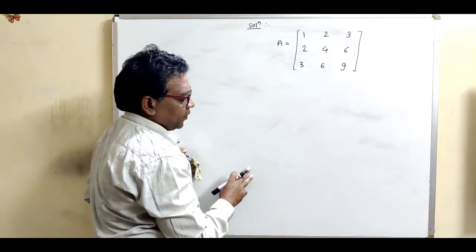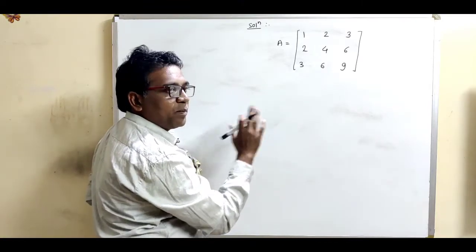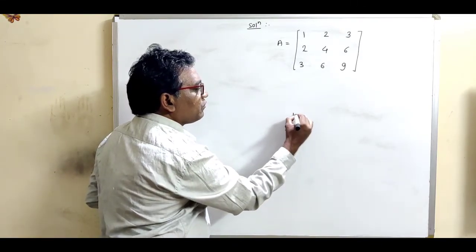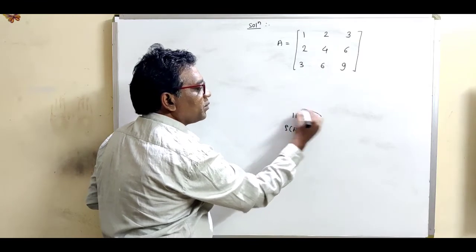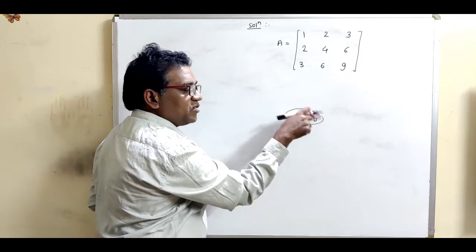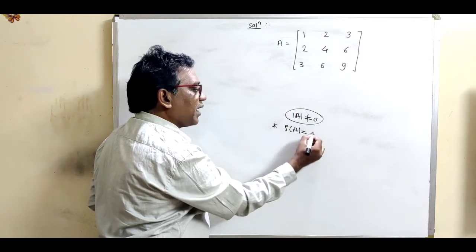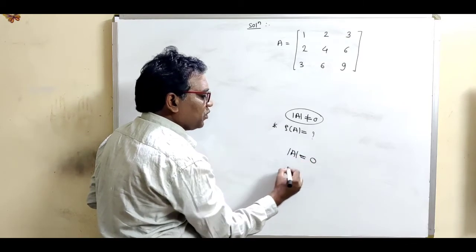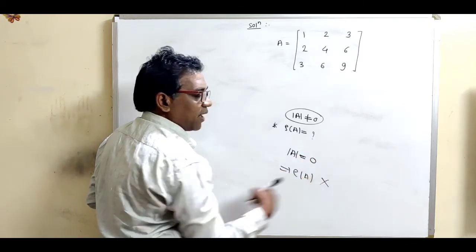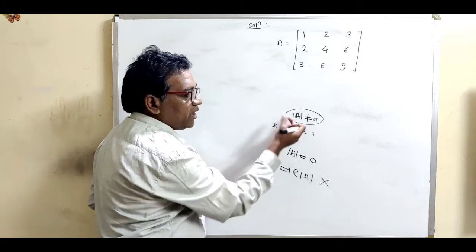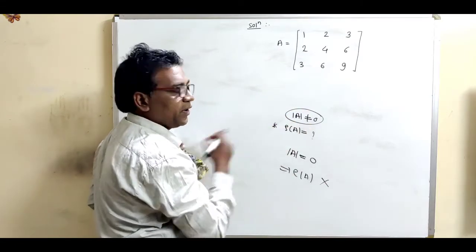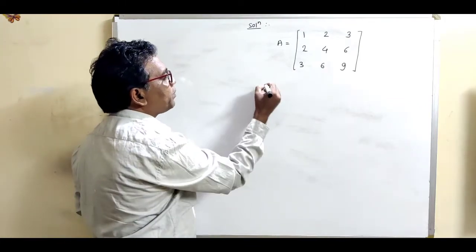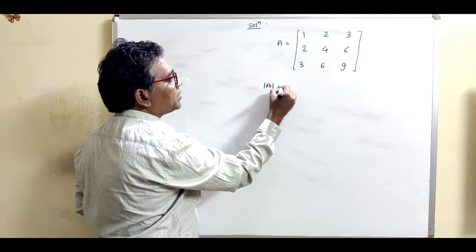So again see how to find the rank of the matrix. For the rank of a matrix, first of all we require a non-zero determinant. If the determinant is non-zero, that means we can write its rank. If the determinant is 0, that means we cannot write its rank. For rank we require at least one non-zero determinant. So for this example, first of all find the determinant of order 3 by 3.